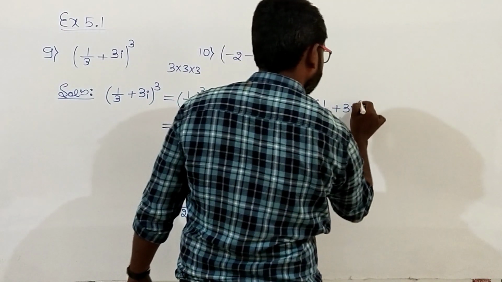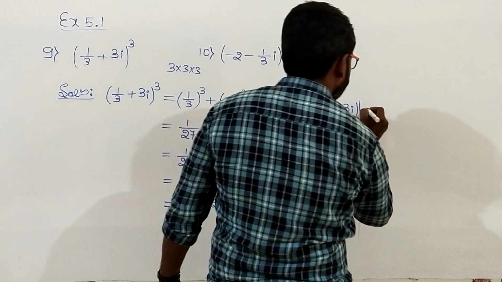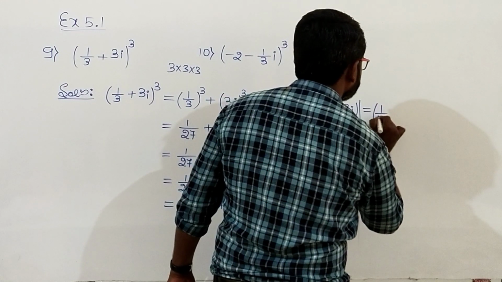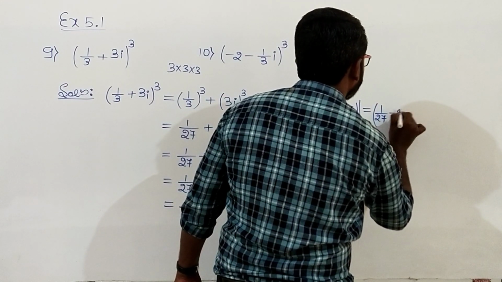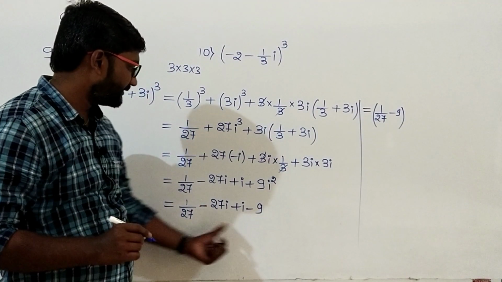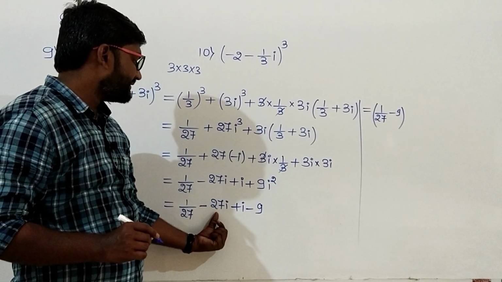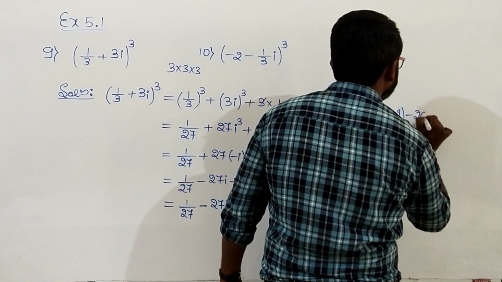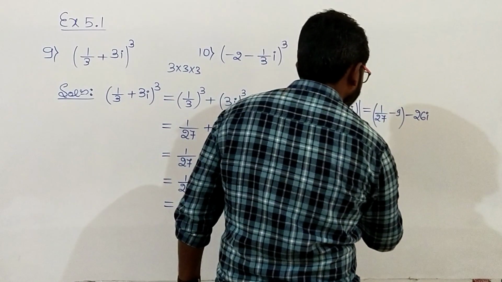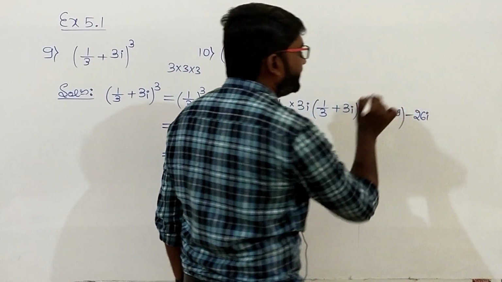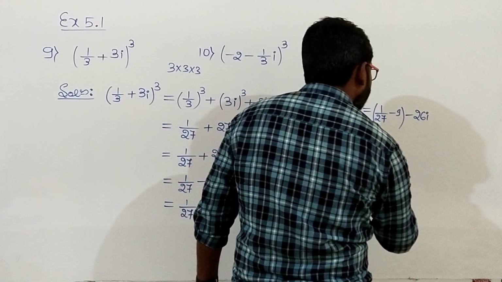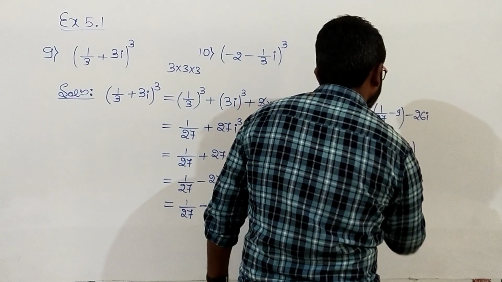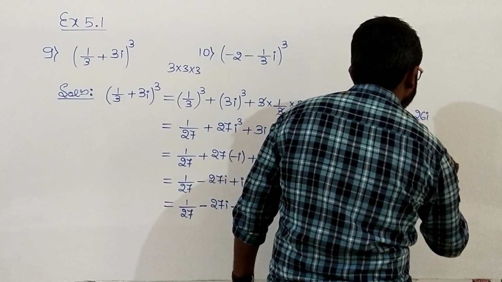So here this is equal to 1/27 minus 9. These two are the real parts. Then minus 27i plus i will be minus 26i. Then simplify this now. Take the LCM: 27 will be multiplied with 9. We get (1 minus 243) divided by 27. Then it is minus 26i.